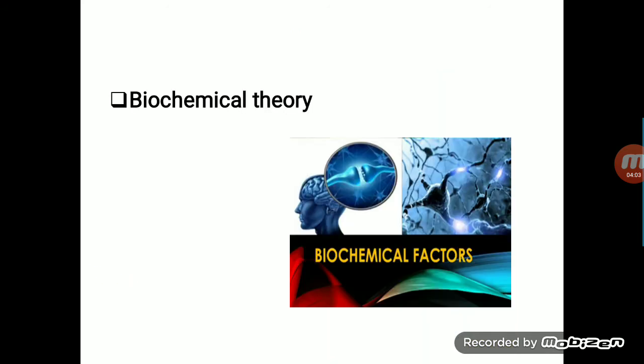So the next is the biochemical theory. Biochemical is all related to the chemical reactions going on in our brain, right? So in this disorder, they found out that a child who is suffering from ADHD will have a deficiency in dopamine level as well as norepinephrine level, and because of the deficiency in these two neurotransmitters, dopamine and norepinephrine, the activity of the brain is affected, and because of that overactivity can be seen.